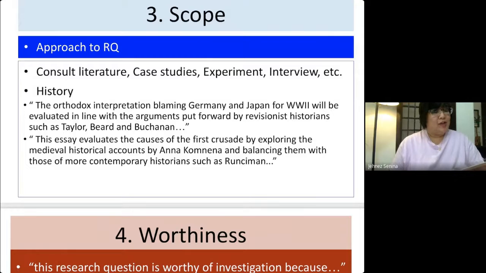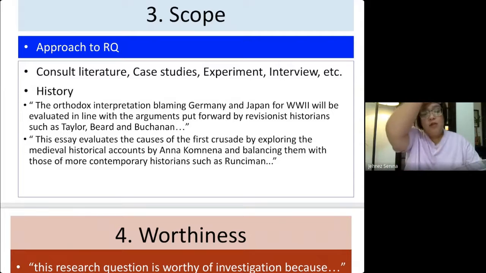Okay, so for history, an example here: the Orthodox interpretation blaming Germany and Japan for World War II will be evaluated in line with the arguments put forward by revisionist historians such as Taylor, Beard, and Buchanan. Another example: this essay evaluates the causes of the First Crusade by exploring the medieval historical accounts by Anna Comnena and contrasting those with more contemporary historians. So that's the scope. Those are the primary authors that will offer the two different points of view on that historical event that you're working on.